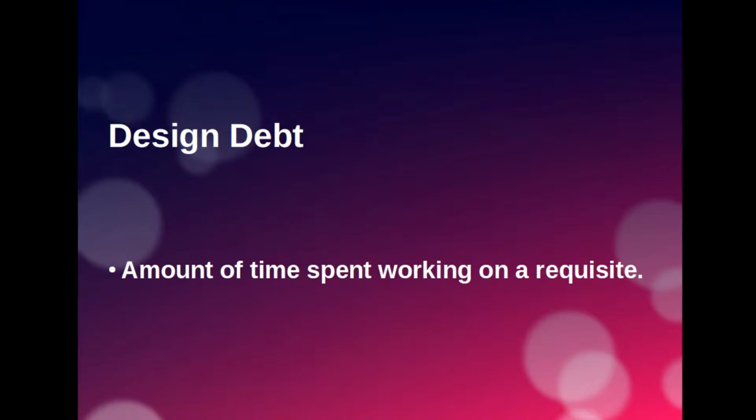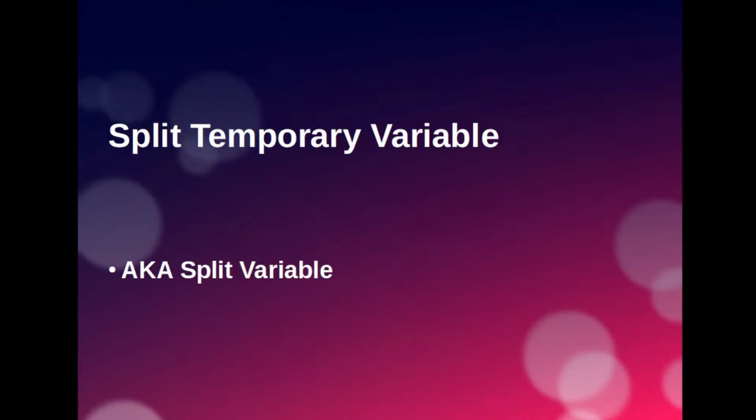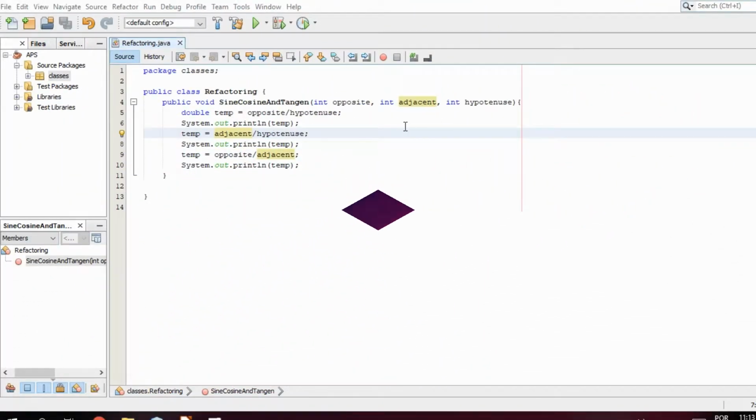There are plenty of different refactoring methods out there, but for now I'm going to teach you about one called split temporary variable, aka split variable. Let's have a look at some code, shall we? Here we have a method in a class called refactoring. This method, I called it sine, cosine, and tangent.